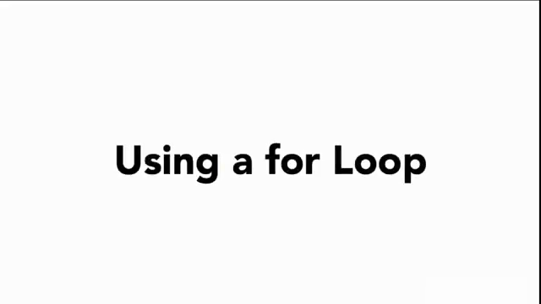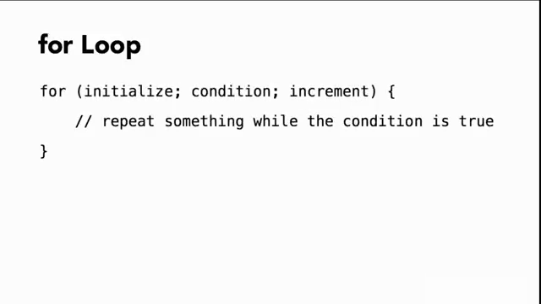Let's take a look at using a for loop. The main advantage of a for loop is that it's less prone to generating an infinite loop than while or do while. The basic syntax looks like this.